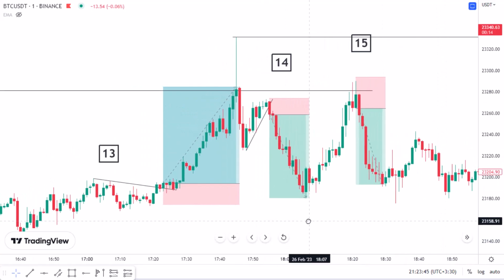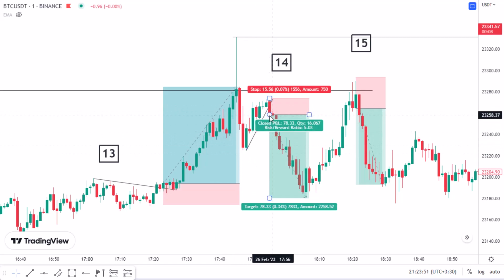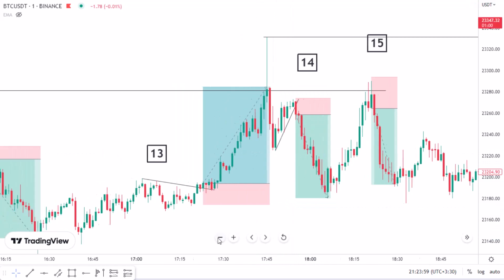On trade 14 we have this trend line here with 1 touch, 2 touches. On the third time it breaks, we enter the sell position, put our stop loss above that, look for RR2, which gives us RR5.